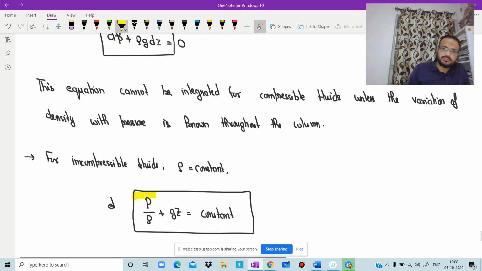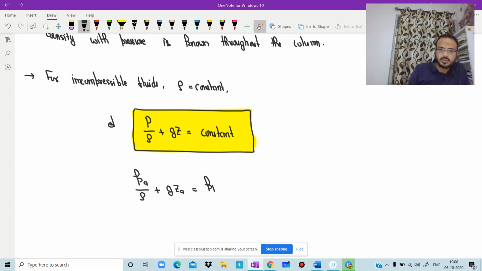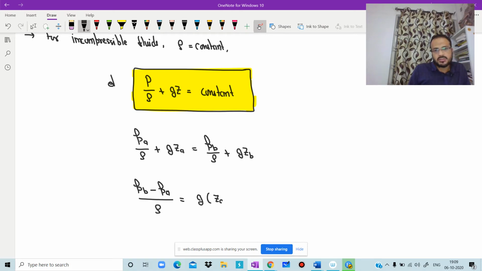P by rho plus Gz is equal to constant. Now apply limits a to b, then you will get Pa by rho plus Gza is equal to Pb by rho plus Gzb, or you will get Pb minus Pa by rho is equal to G into Za minus Zb.